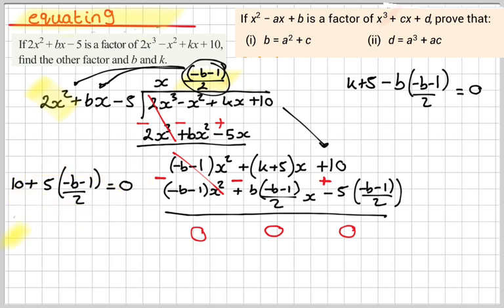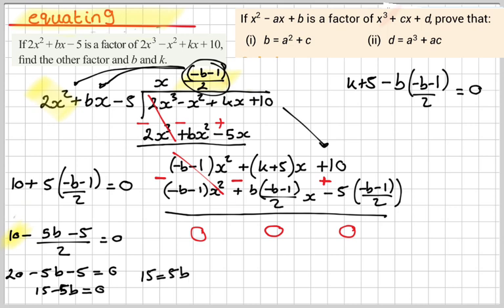This will be 10 minus 5b minus 5 over 2 equals 0, doubling everything to kill the fraction. So it's 20 minus 5b minus 5 equals 0. So from there it's 15 minus 5b equals 0. So that's 15 is equal to 5b. b would then be 3. So I actually have found b from that. Again, not a great expression to work with, but it has allowed me to find b.